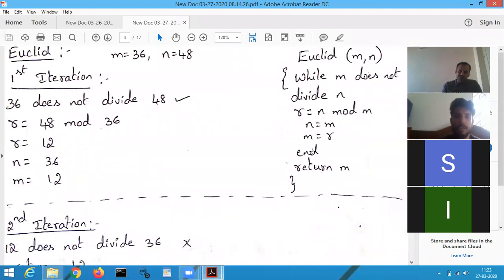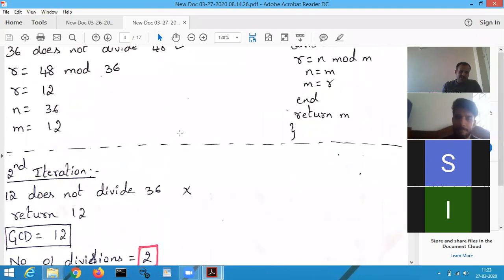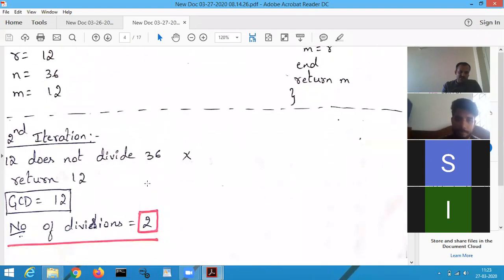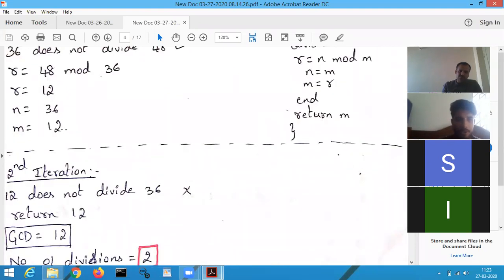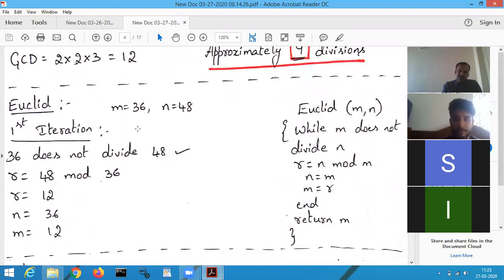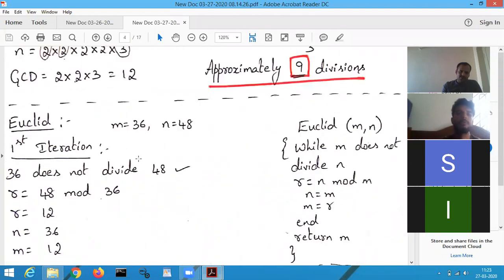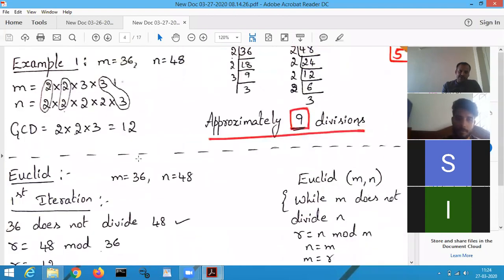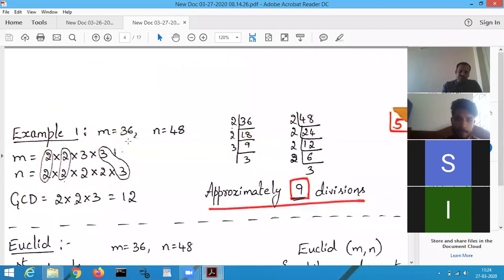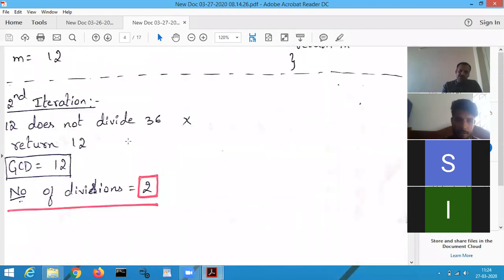It will execute the statement after the end. What is the statement after the end? Return m. What is the recent value of m? 12. That will be the GCD of the numbers 36 and 48. Now, let us compare the school level algorithm with the Euclid's algorithm.